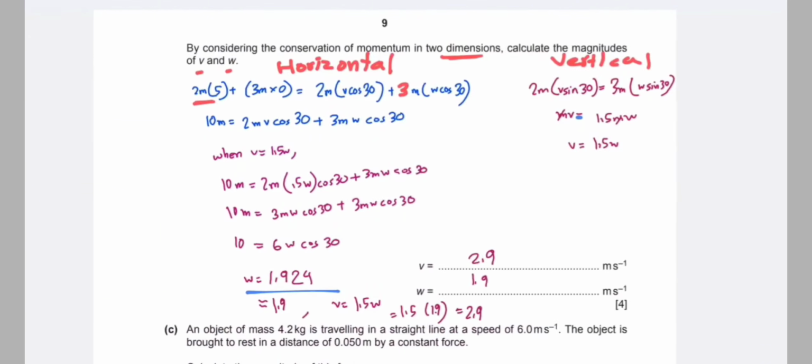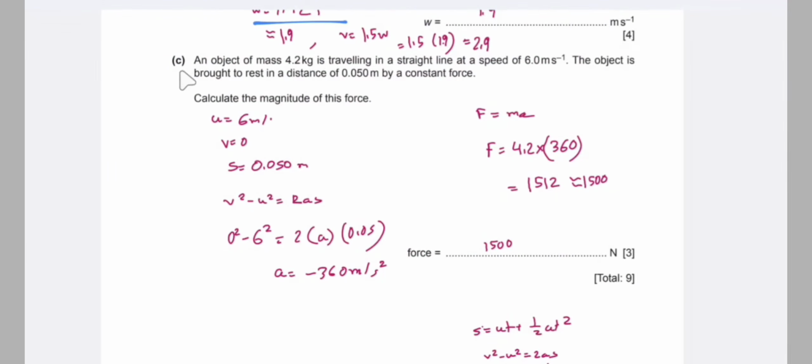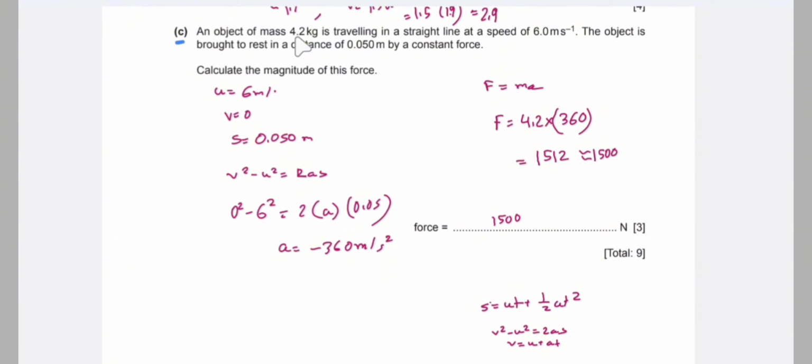Now for 3 part C, an object of mass 4.2 kg is traveling in a straight line at a speed of 6 meters per second. So initially it has a speed of 6 meters per second, and the mass is traveling in a straight line. It is brought to rest, that is, the final velocity is 0, in a distance of 0.050 meter. So the distance s is equal to 0.050 meter, and this is the initial velocity.